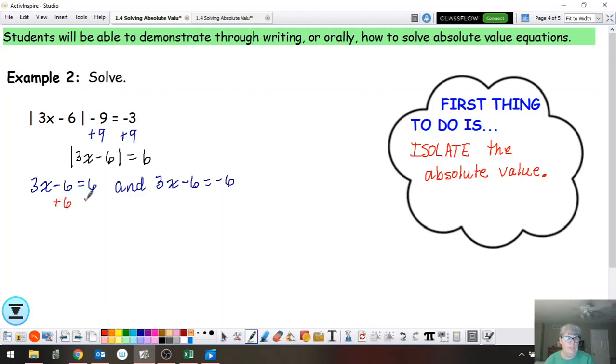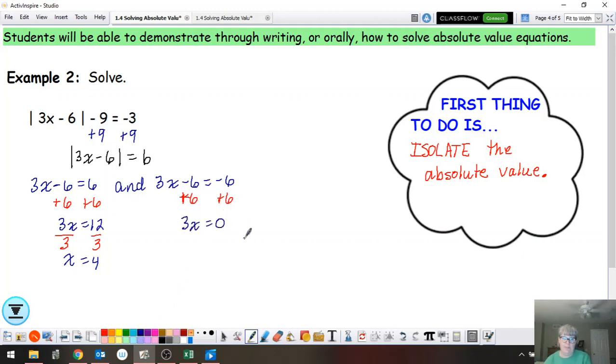In each case, I'm going to have to add 6 to each side. 3x equals 12 with the first equation. Divide each side by 3. And I have x equals 4 as a possible solution. Second equation, when I add the 6, I have negative 6 plus 6. So that tells me 3x equals 0.